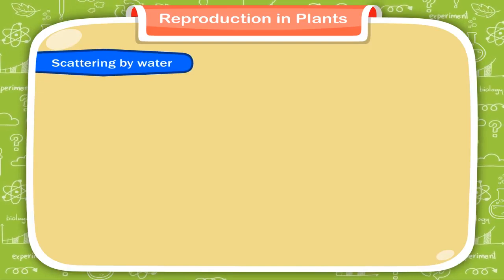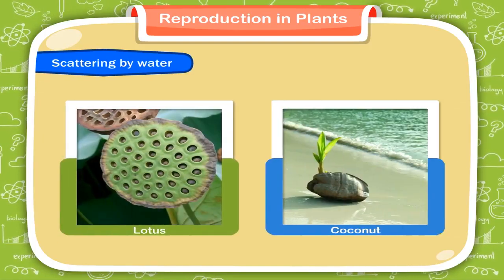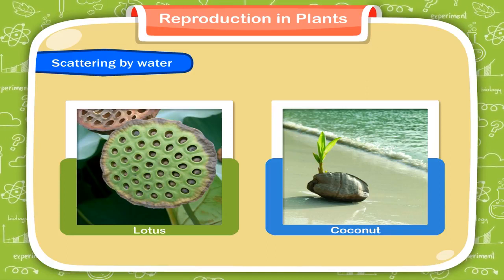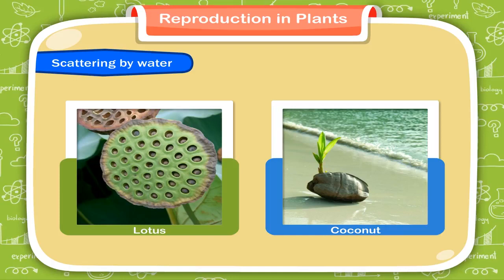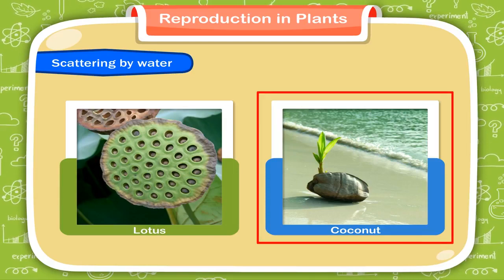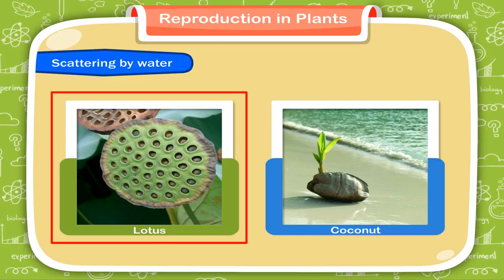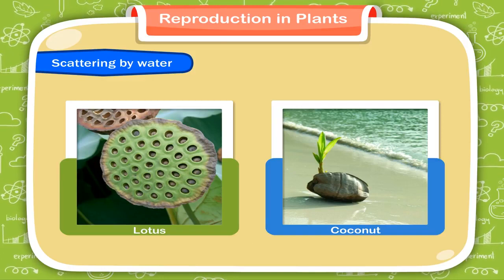Scattering by water. Some plants like lotus and coconut grow in or near water. The fruits and seeds of these plants are easily dispersed by flowing water. The coconut has a thick coverage of fiber and lotus plant has a spongy part that help them to float. So, the seeds reach far away from their parent plants.